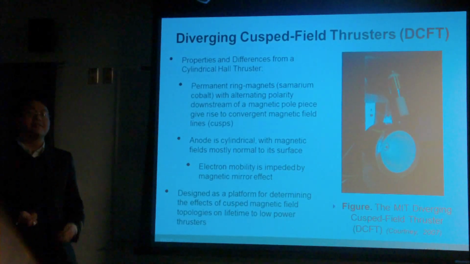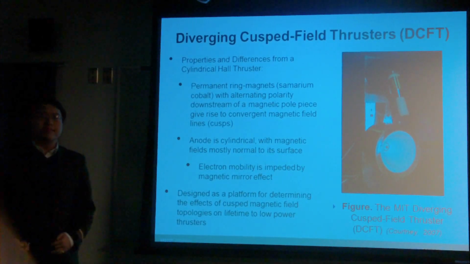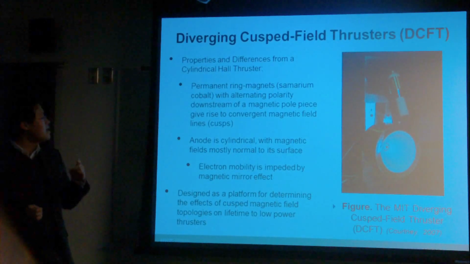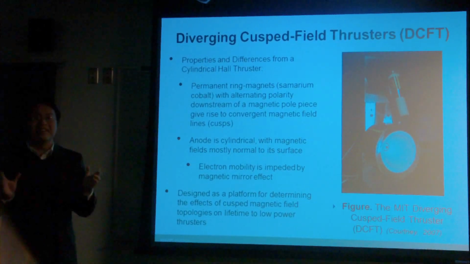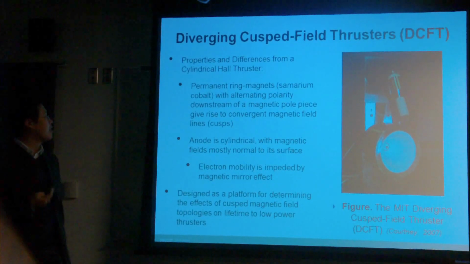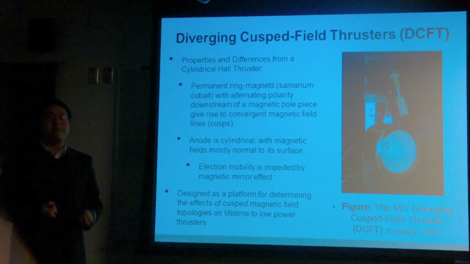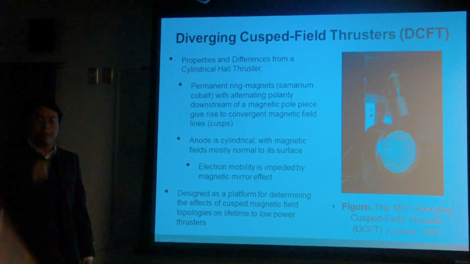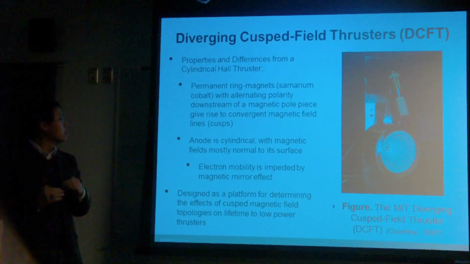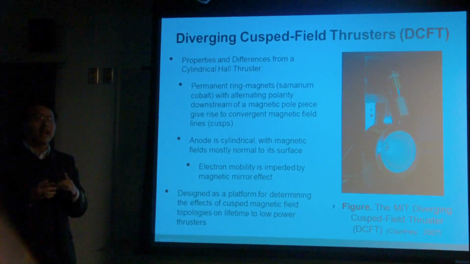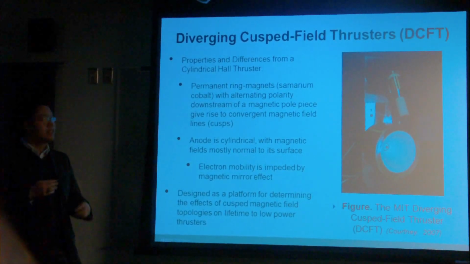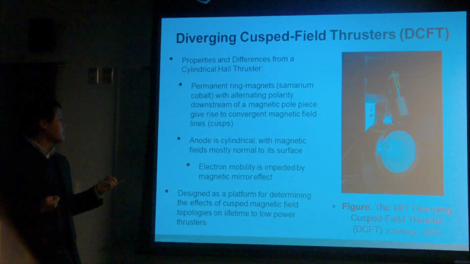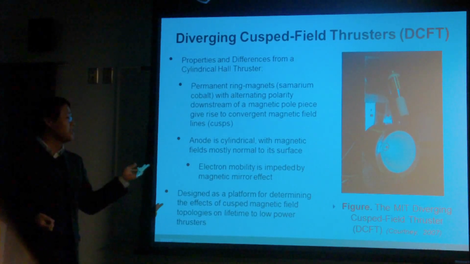Just a background for folks who don't know much about DCFT. It's similar to a Hall thruster in many aspects, but there are key aspects that are quite different. For instance, it's not cylindrical. The diverging part probably tells you that right offhand. We use permanent ring magnets, samarium cobalt grade 3212, for our magnetic fields, and we have them alternating polarity, and we create these cusps, hence diverging Cusped thruster. You can see over here the design of our DCFT.